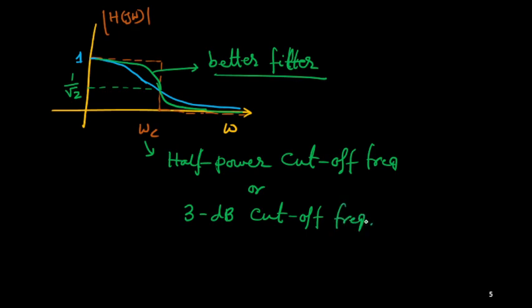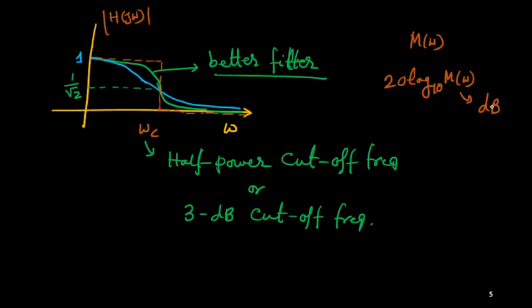So what is the meaning of these two? That also you need to understand. Why is it called 3 dB, why is it called half power? Now in the dB scale, the gain, this magnitude is 1. We have considered M of omega. If I convert it to the dB scale, we'll consider 20 log base 10 of M of omega, that is in decibels, in dB.